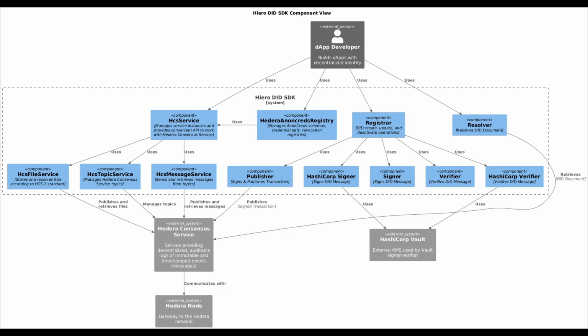And finally, on the left side of the diagram, you can see new components related to HCS integration. There is a top-level component named HCS Service, which provides a common API to work with all HCS-related features supported in the SDK, and more specific components, HCS File Service, HCS Topic Service, and HCS Message Service, that can be used independently. HCS File Service provides an API to store and resolve files on HCS according to the HCS-1 standard. HCS Topic and HCS Message Services provide a convenient API to work with HCS topics and messages accordingly.